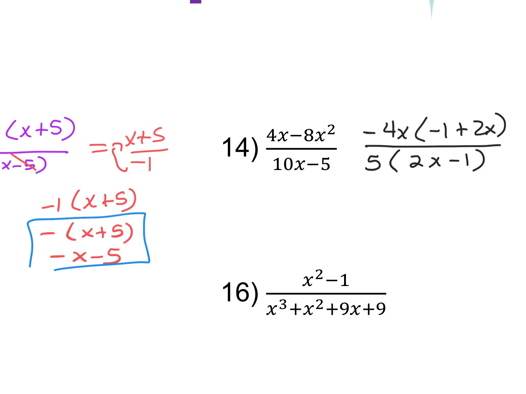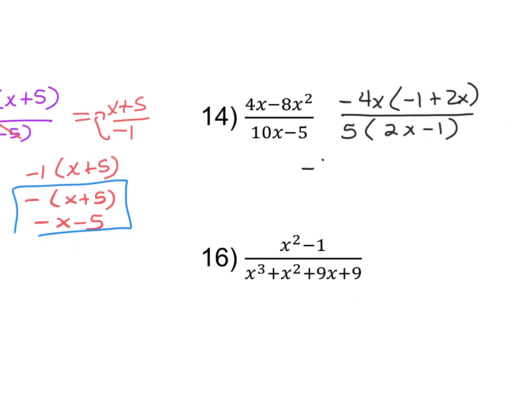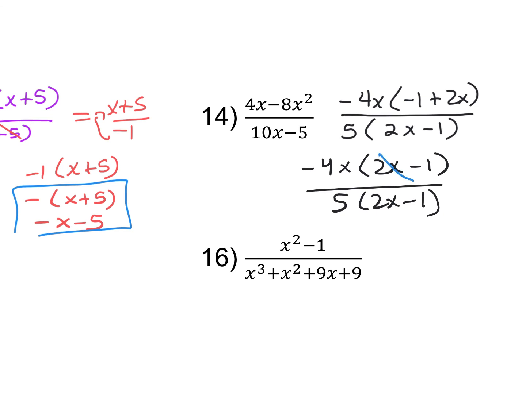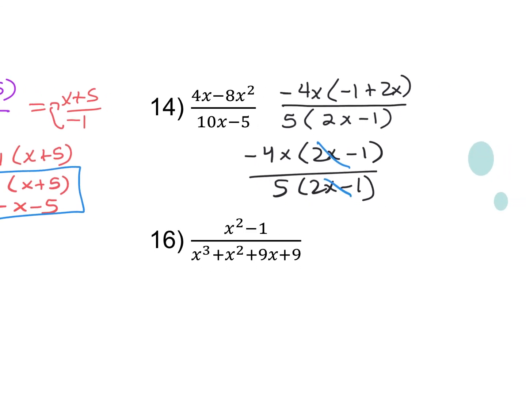And then if I just use my commutative property and flip around that numerator, and it's a minus, over the 5 times 2x minus 1, these cancel, and you're left with your final answer, negative 4x over 5.